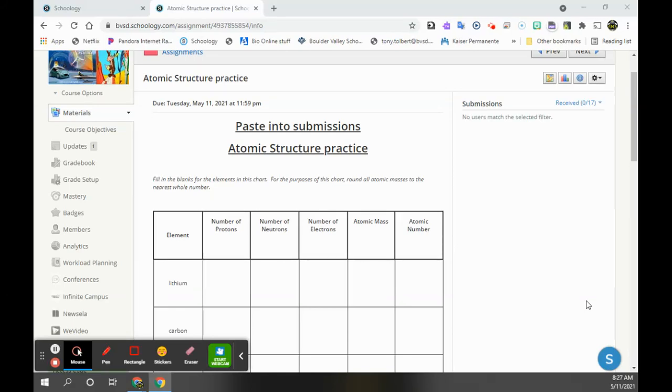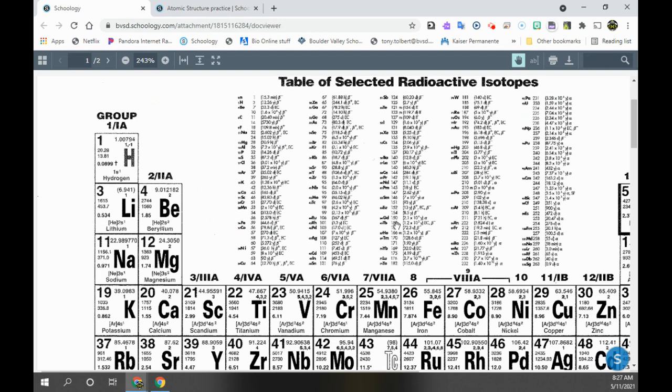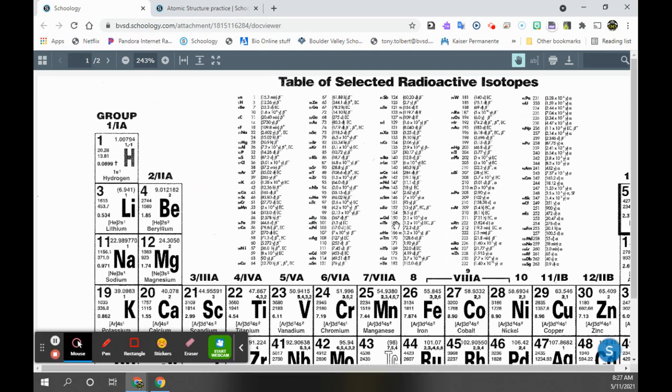Tolbert's class. And for this lesson, we're just going to quickly talk about this atomic structure practice that we're going to do. For this, you will need this atomic structure practice on Schoology. You will also need a copy of the periodic table, which you also have.